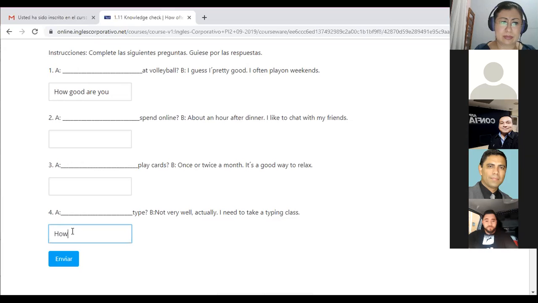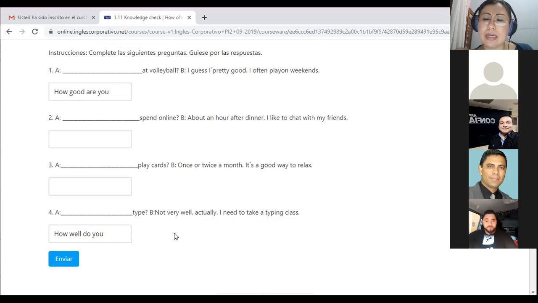How well do you type? Yes. Okay. How well do you type? I try every form and every time say it's bad. Oh my God. So what I recommend you to do is to take a picture and please send it to the group and then send it to Marvin. In the WhatsApp group are the picture.